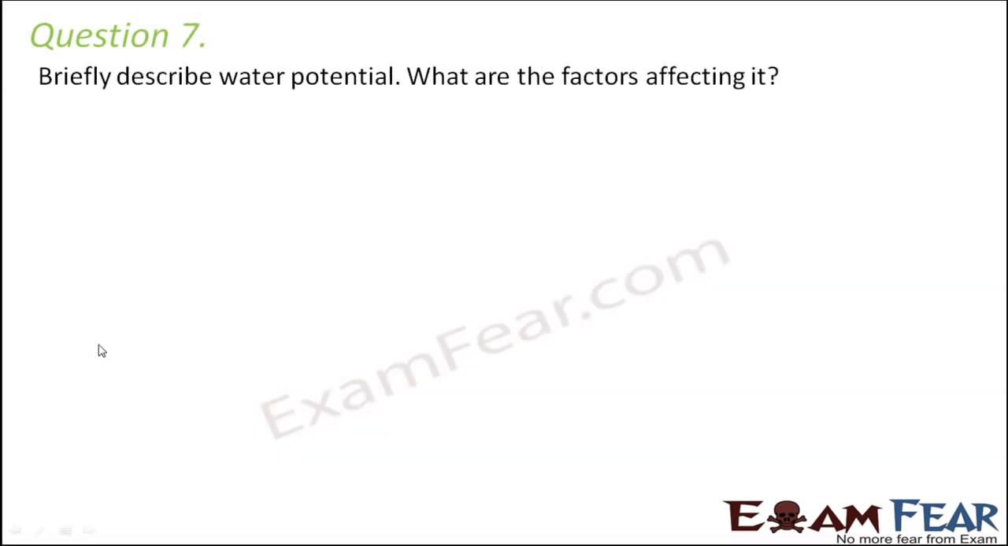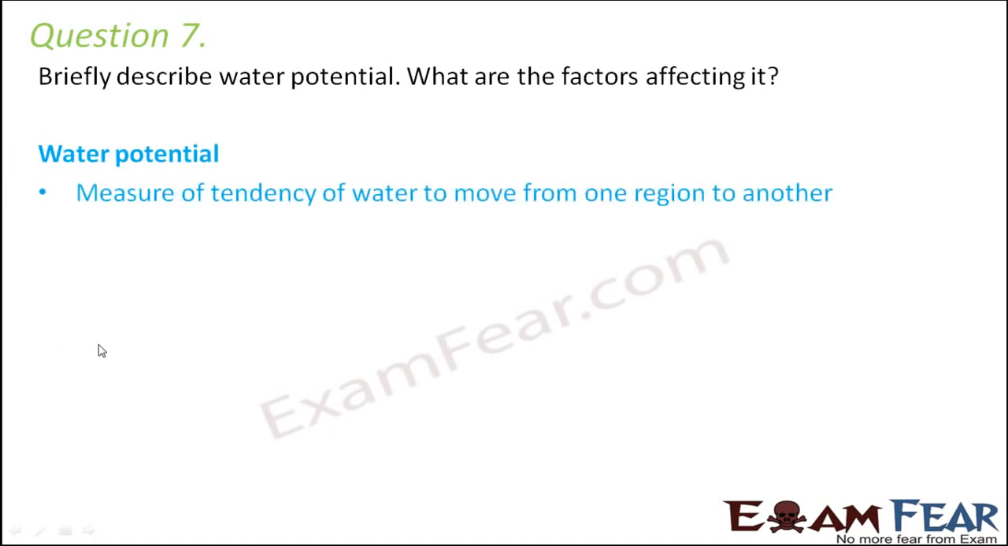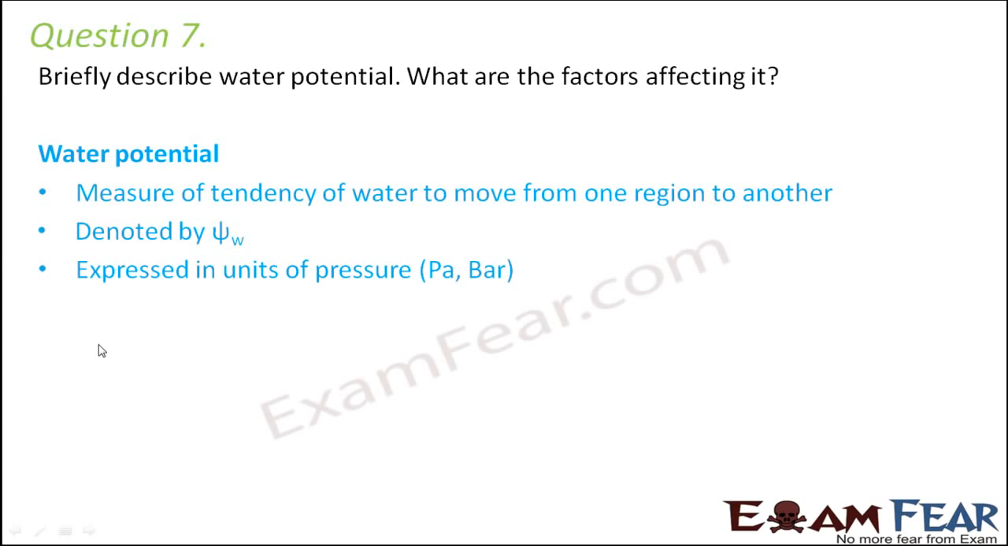Question number 7. Briefly describe water potential. What are the factors affecting it? As I mentioned before, water potential is a very important concept. So what is it? It is the ability of water to move from one region to another. Water potential is a measure of the tendency of water to move from one region to another. It is denoted by psi W, where W denotes water, generally expressed in units of pressure like pascals, kilopascals or bars.